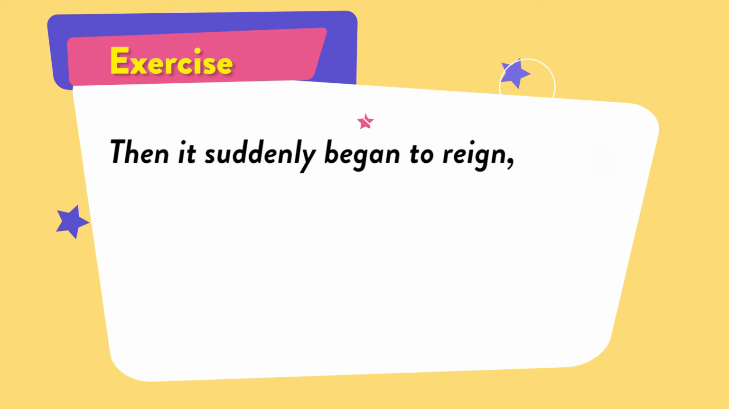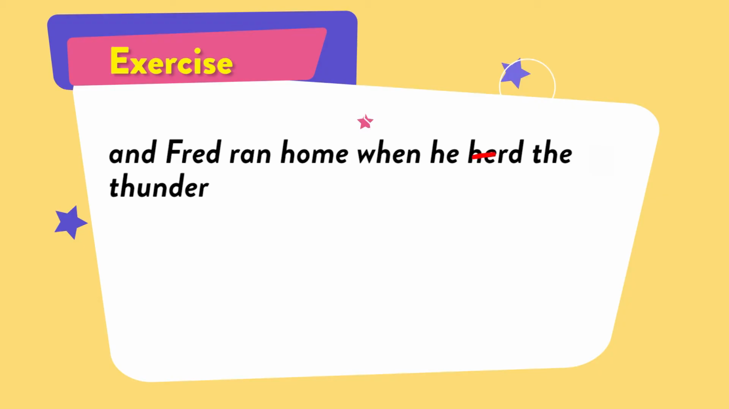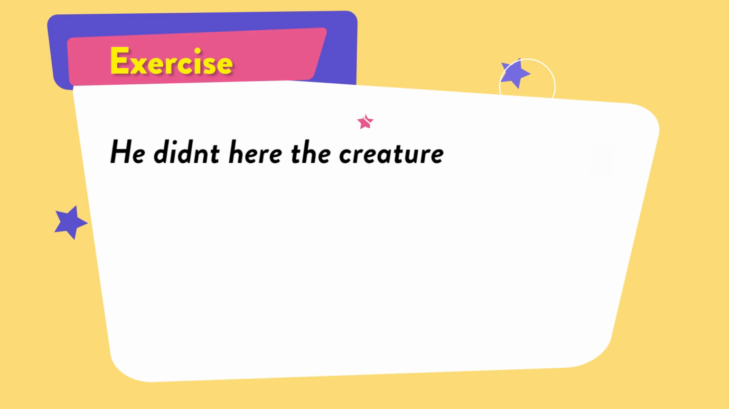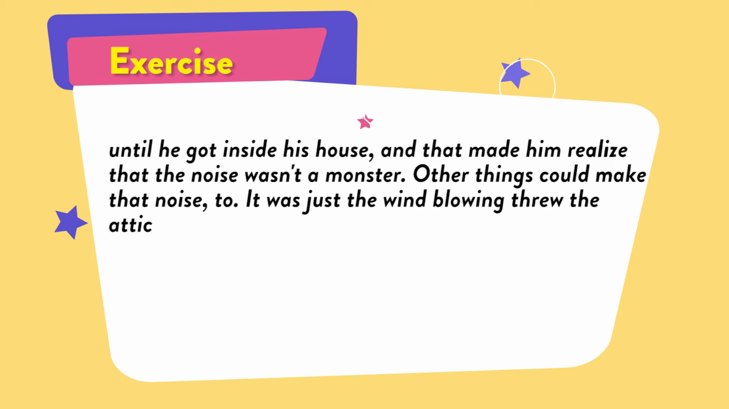Let's go on. Then, it suddenly began to rain. Well, we know that when it's raining, it's not spelt in that manner. So therefore, the correct spelling of rain instead of R-E-I-G-N should be R-A-I-N. Continuing. And Fred ran home when he heard the thunder. Herd should be crossed out with the correct spelling H-E-A-R-D. He didn't hear the creature. Here should be crossed out for H-E-A-R until he got inside his house.